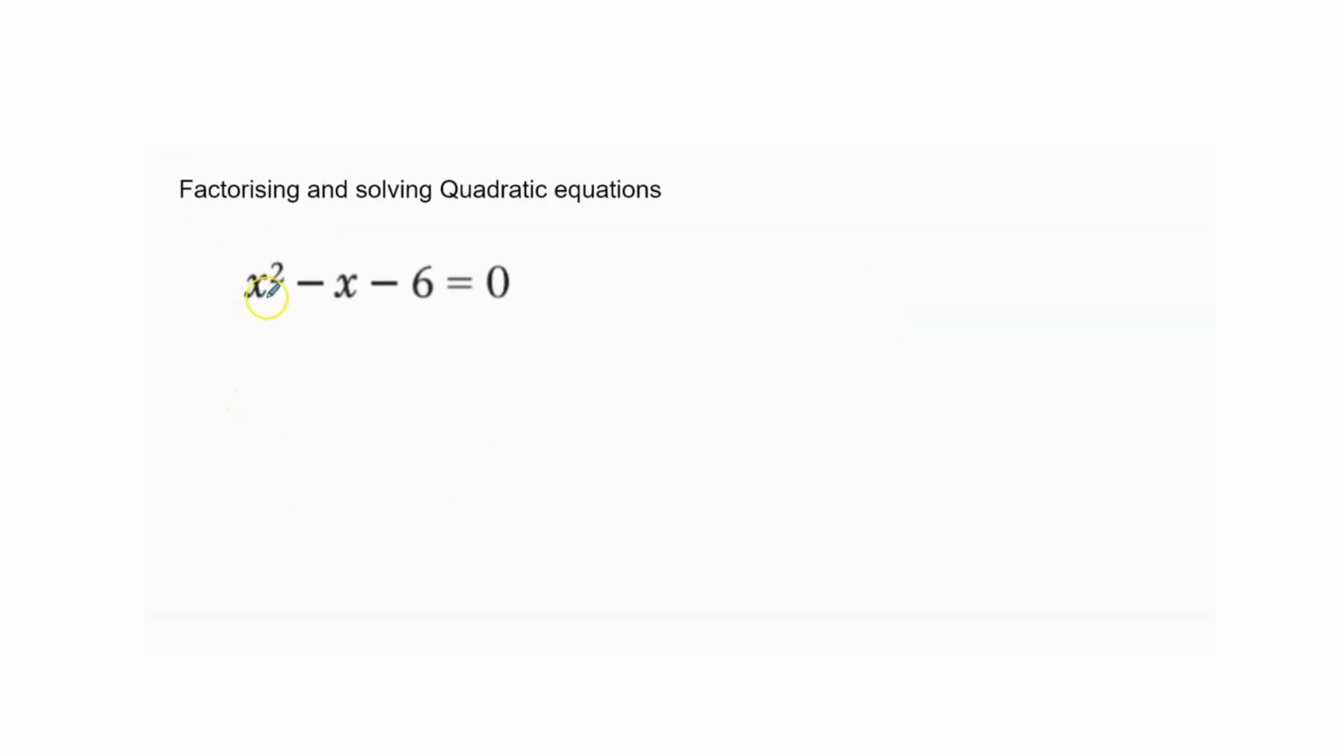Here we have x squared minus x minus 6 equals 0. So we want the factors of minus 6, and when we add them together we get minus 1. Not because the 1 is not here, but it means minus 1. The coefficient of x here is minus 1. So we know that 2 times minus 3 give us minus 6, and when we add them together we get minus 1. So these are the factors we need.